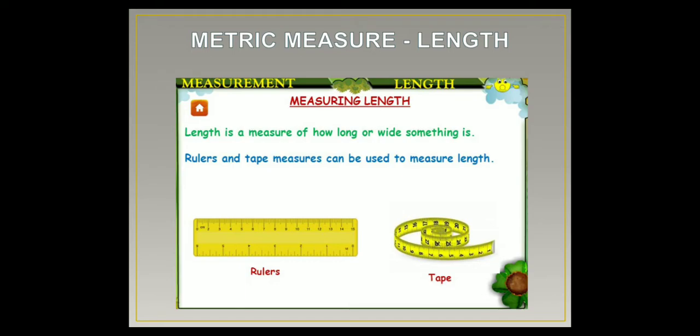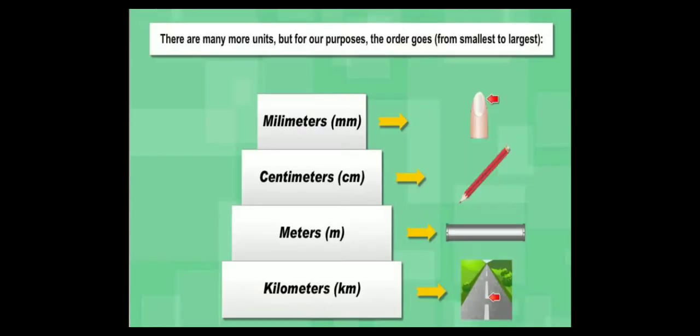So what is length? Length is a measure of how long or how wide something is. For example, if I have a wire, we use a tape or a scale to measure the length of the wire. Or the length of cloth: if you are going to stitch a uniform, you measure how many meters of cloth you need, using the tape. That is what we call length, the distance between 2 points.